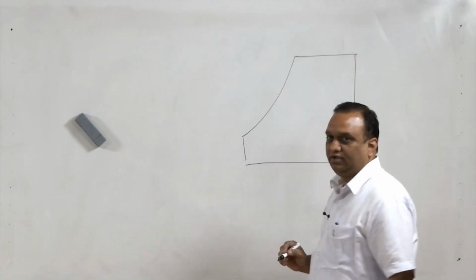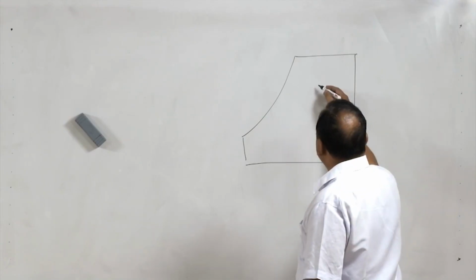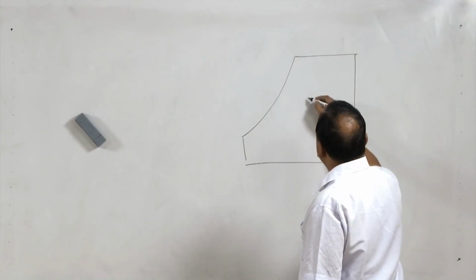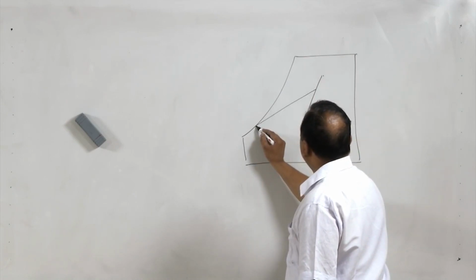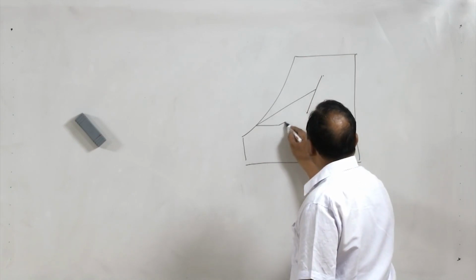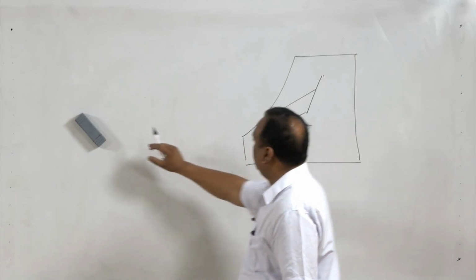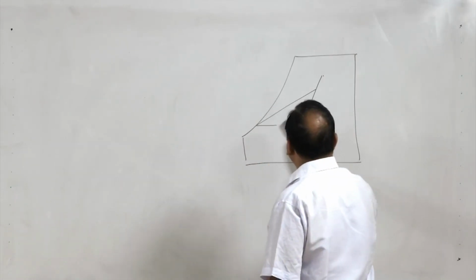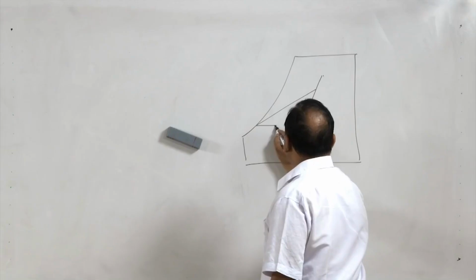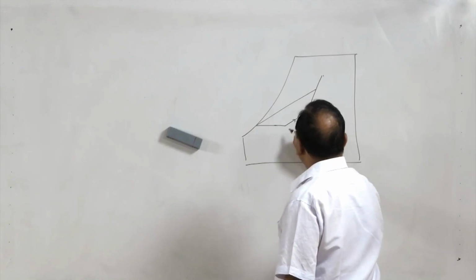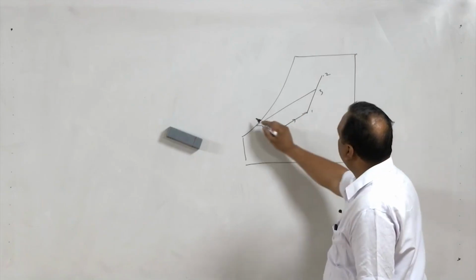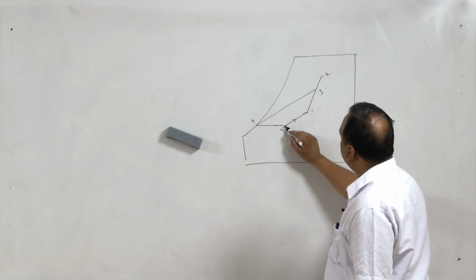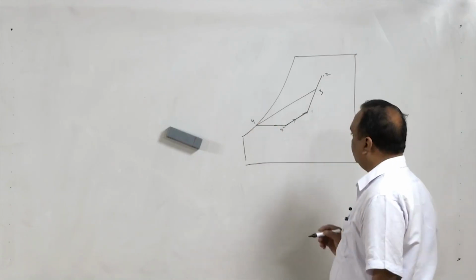For heating, we consider two cases where the mixing, this was the return air, this was the supply air, and mixing took place, and then heating, and this is the room load line. This is state 1, state 2, state 3, state 4, state 5. This heat is attained inside the room.